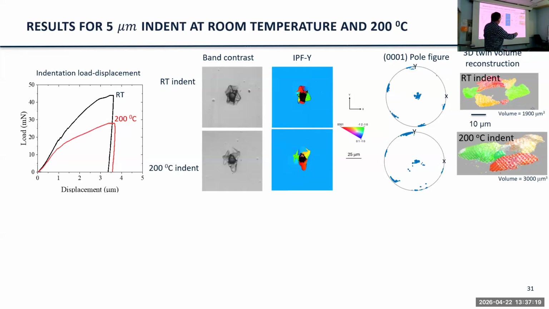And Shuheng's measured the volume. I think she has some more refined measurements than these ones here. But at 200 degrees, we only see 3 major twins, and their volume's larger. So that's the first thing that we see. And of course, the load displacement, these were done to the same displacement or near the same displacement. And of course, the load to get to that displacement is much less at 200 degrees than it is at room temperature.